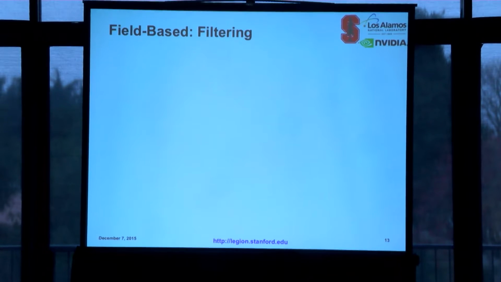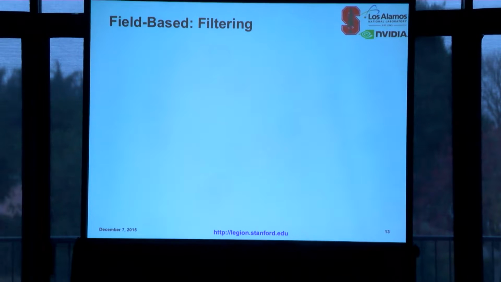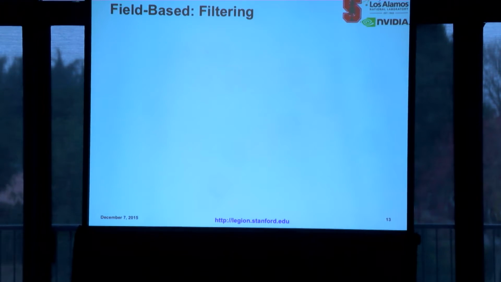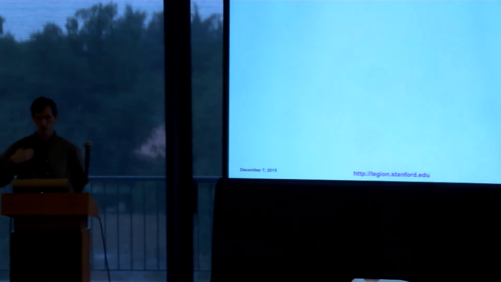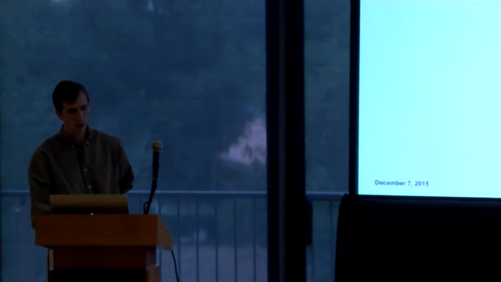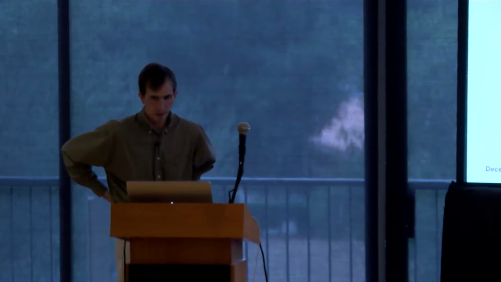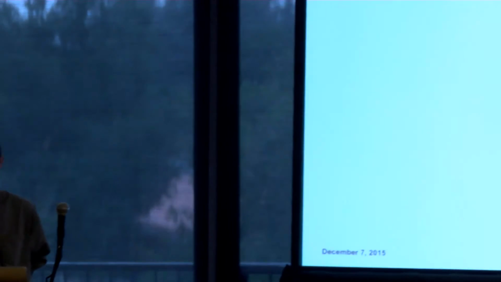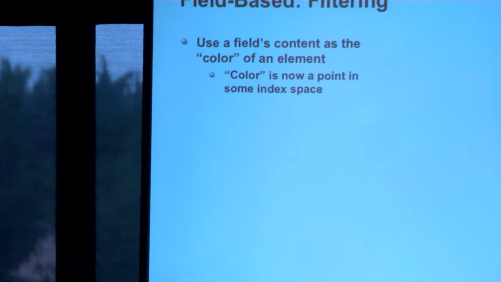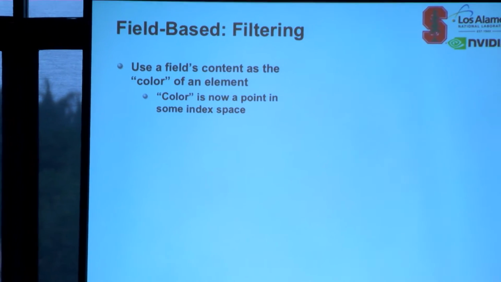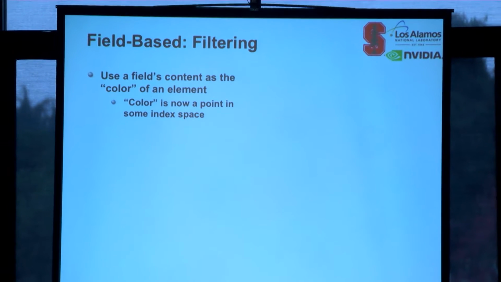So this is going to be a case where you've built an index space, you've actually already got logical regions for that index space with data in them, and you're going to use that data to drive a partitioning. And this is going to be the direct analogy to the coloring-based partitioning from the old way. The idea is we're going to use the content of a field as the color for each element, with the caveat that coloring is now basically a point in an index space, remember, because our partitions are all named by index spaces.